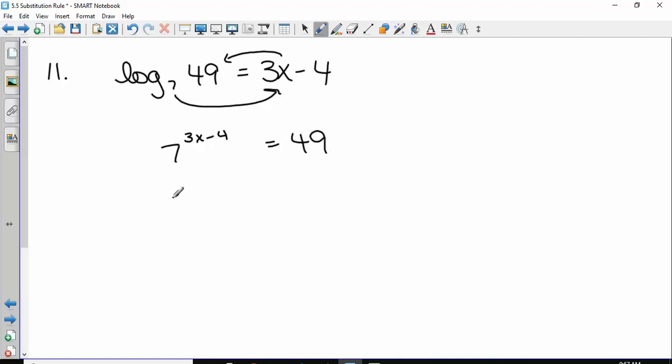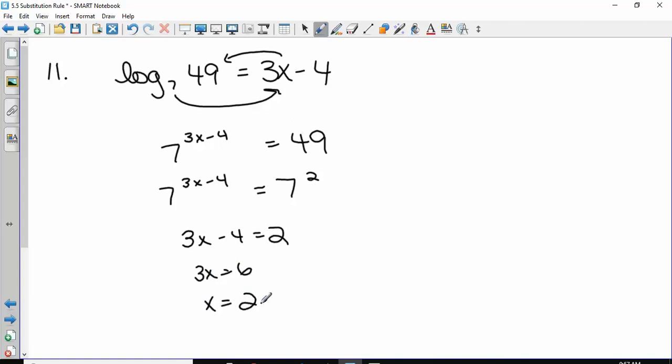You can get a common base, and we don't need logs to solve this. 49 is 7 squared. So 3x minus 4 equals 2. So x equals 2.